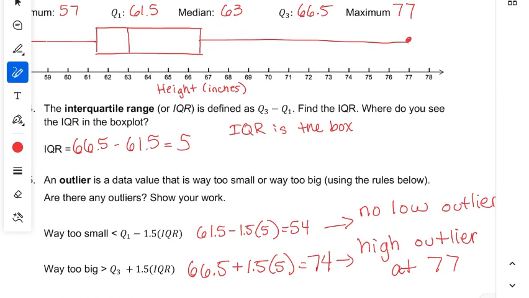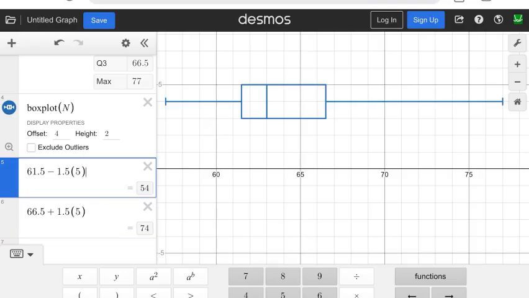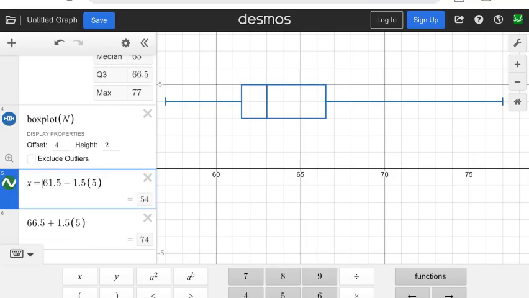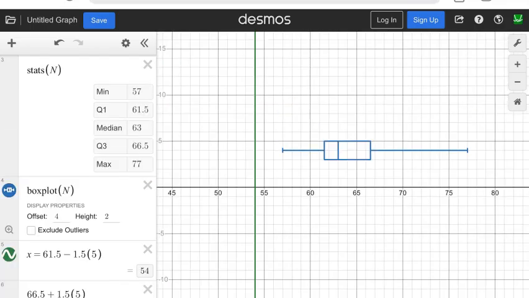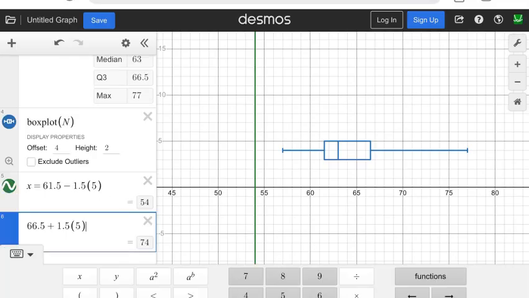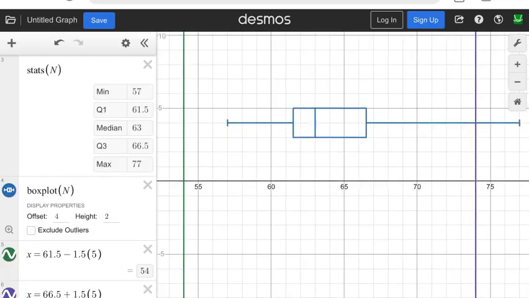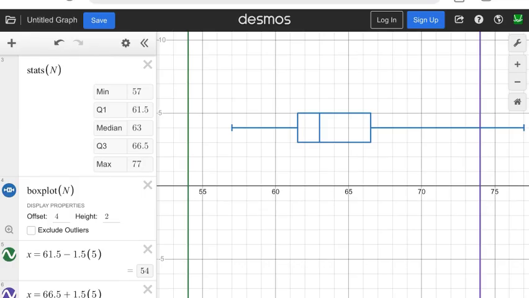Okay, so what if we had a lot of data to look through? We want to be able to put this on Desmos and then transfer it to our paper. So instead of it just being 61.5 minus 1.5 times 5, we're going to put x equals. And that's going to create a vertical line for us so that we can see the boundaries for those outliers. And then do the same thing for the other one. X equals.